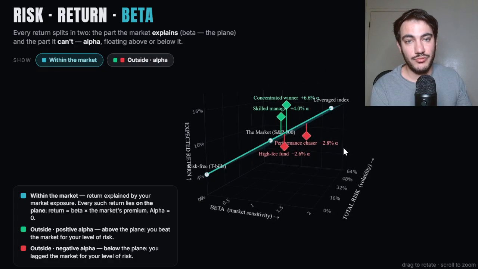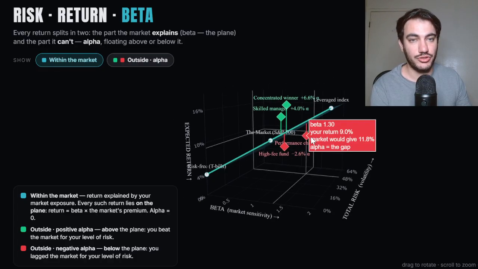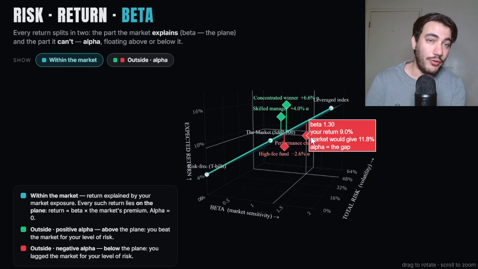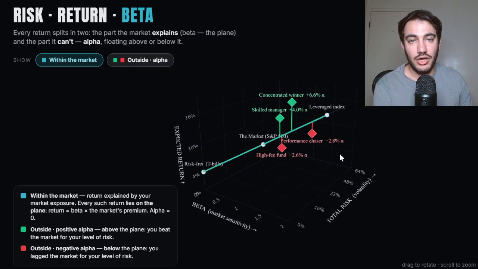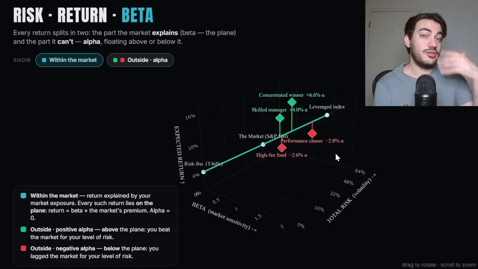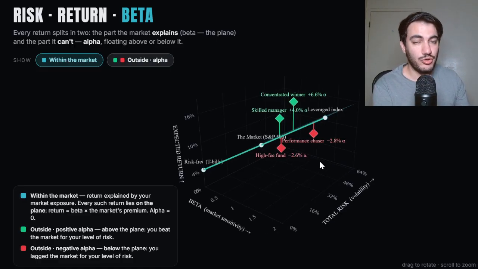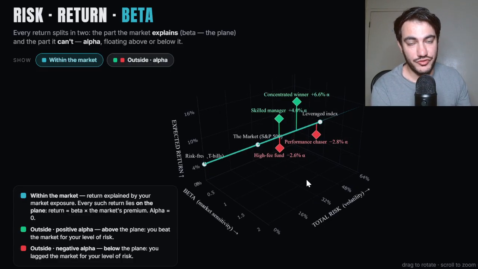And the other one we have over here is the performance chaser. So the performance chaser is taking on 1.3 times the risk. So basically they're taking on 130% the risk of the market, 100% assuming 1 beta, that's exact risk of the market. But for taking on 130% risk, you're only getting 9%, whereas the market for taking on that kind of risk would have given you about almost 12%. And that gap, that 2.8% negative, is the amount of alpha that you lost. So you actually underperform for the amount of risk that you're taking on.